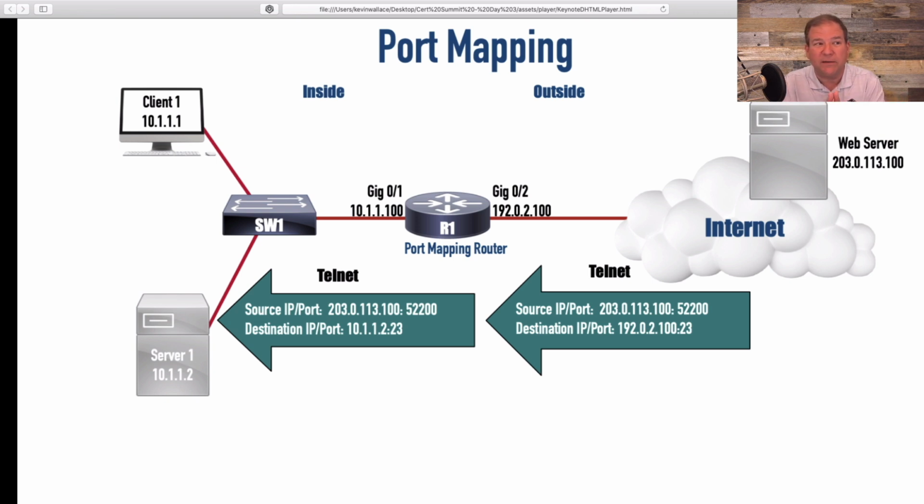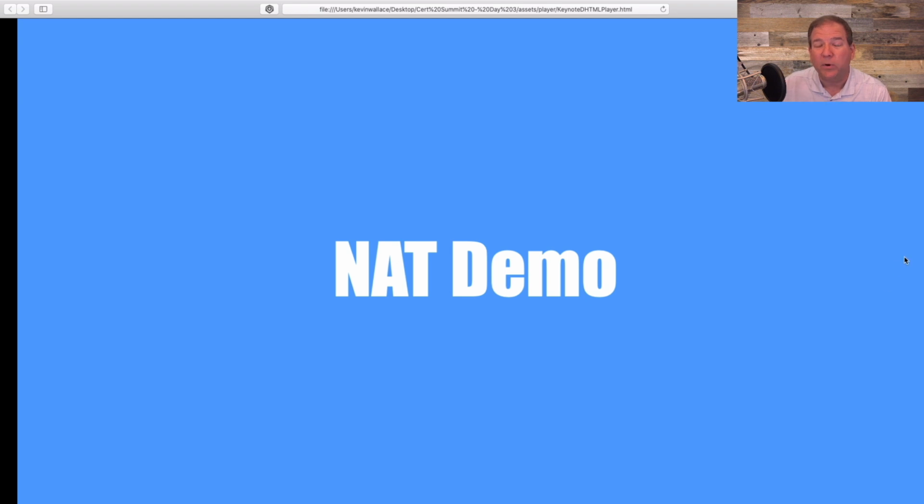So that's a variant of NAT called port mapping that many gamers are very familiar with. Now, let's take a look at how to set this up. And I want to set up both static NAT, where we say, here's an inside local address. I always want it mapped to this inside global address, so it's always going to be the same.